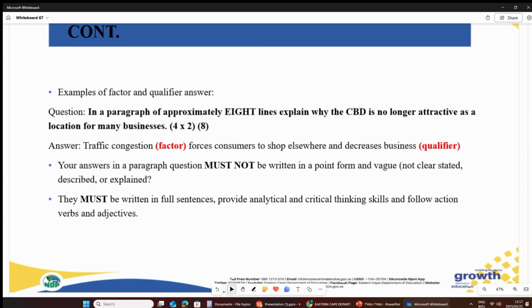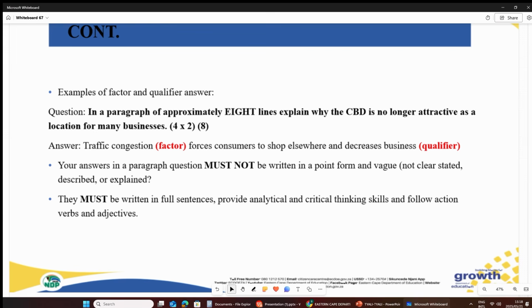However, in grade 12, you don't just say traffic congestion. You say traffic congestion, and then explain how or why it limits businesses. It is because traffic congestion forces consumers to shop elsewhere and decreases business. Now you've qualified how the traffic congestion is relevant.